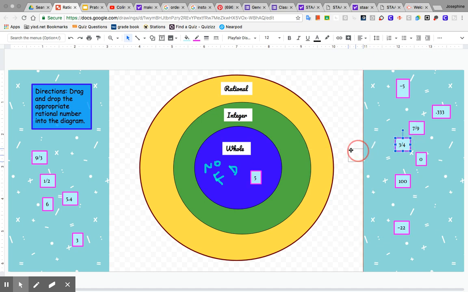3/4 cannot go here. That is wrong. I need to put that back because that's a fraction. This is less than a whole. So 5 as in $5 is whole. 3/4 as in having 75 cents is less than $1. It's less than a whole.